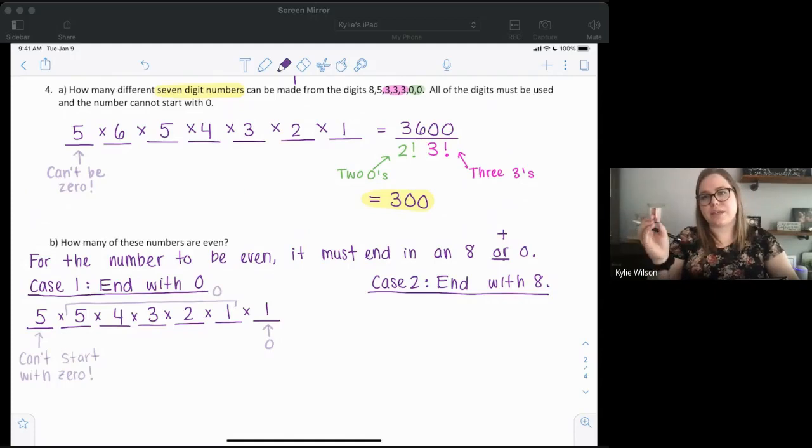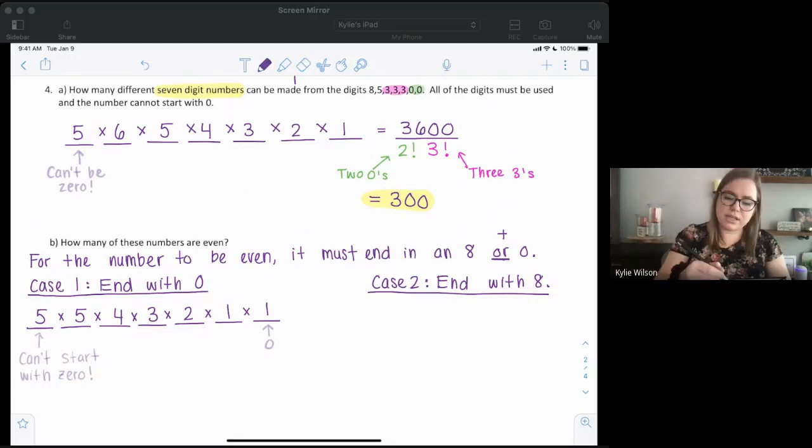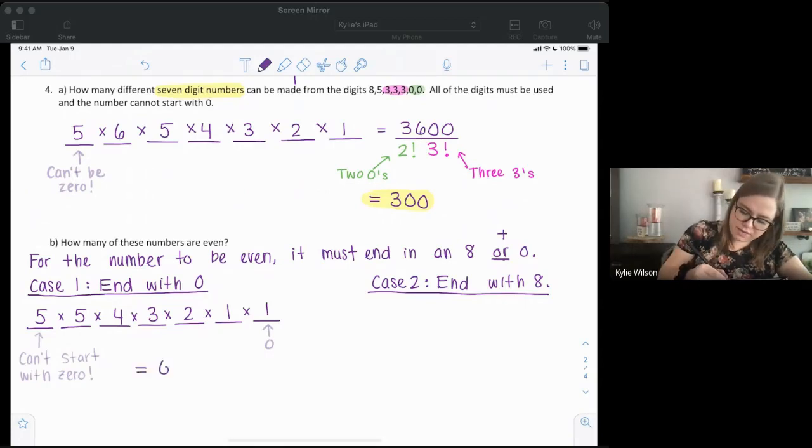So because one of our zeros has been actually placed and the first number can't be a zero, the only part that's kind of variable that could have other elements we're worried about is that middle bit. And in that middle bit, we only have one zero. So we don't need to worry about zero being a duplicate or an identical element anymore. So if I multiply all of that, I will get 600.